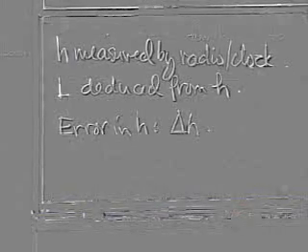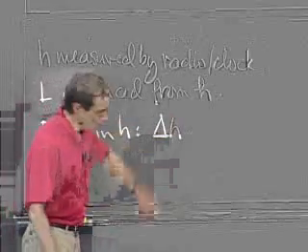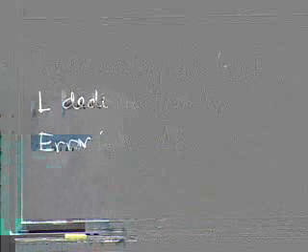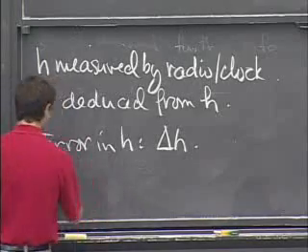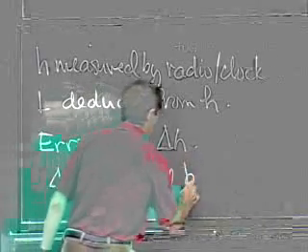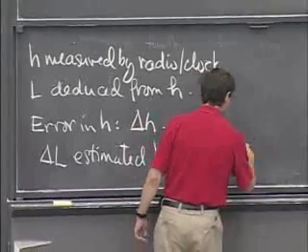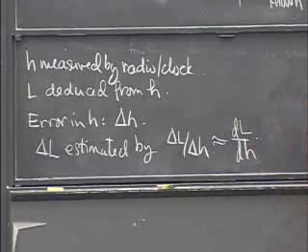The main uncertainty in GPS is from the ionosphere, but there are lots of corrections that are made of all kinds. And also, if you're inside a building, it's a problem to measure it. But it's an extremely important issue, as I'll explain in a second. So the idea is that delta L is estimated by considering this ratio, delta L over delta h, which is going to be approximately the same as the derivative of L with respect to h.